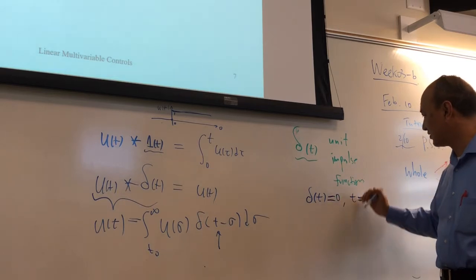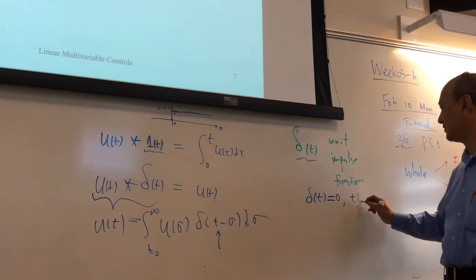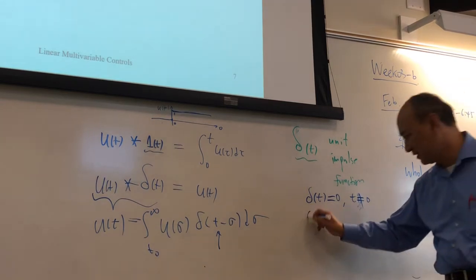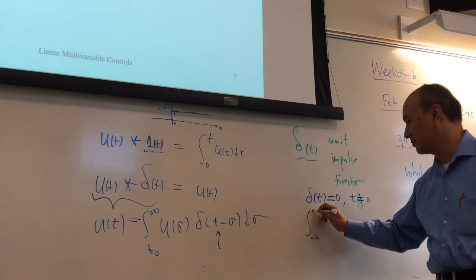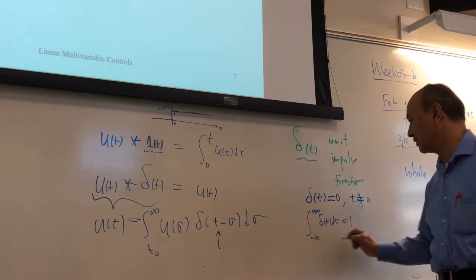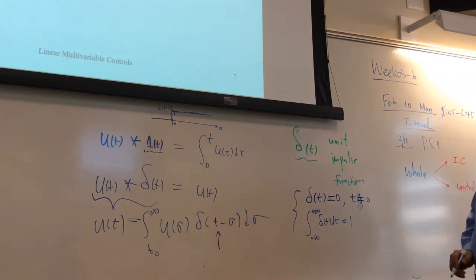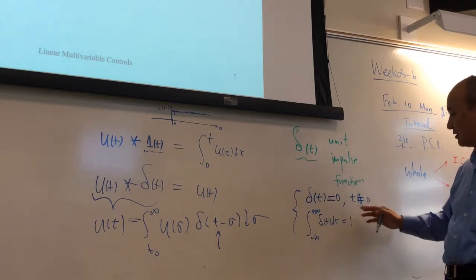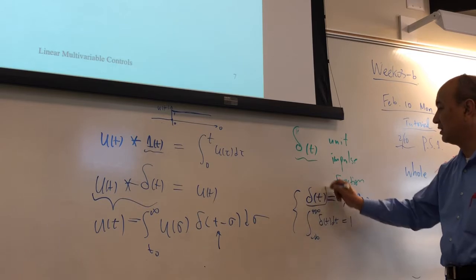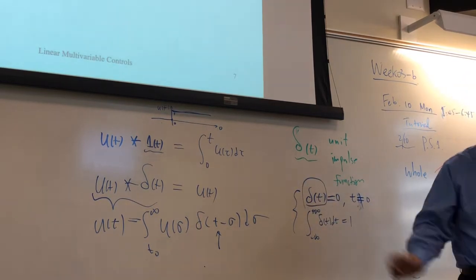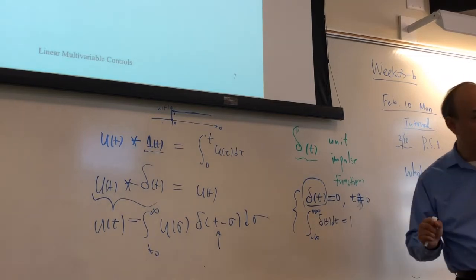Delta t is 0 when t is not 0, and the integral from minus infinity to positive infinity of delta t dt is 1. So that's called a generalized function. If you write only this one, it's not good. It's not well defined. Only together is it defined.